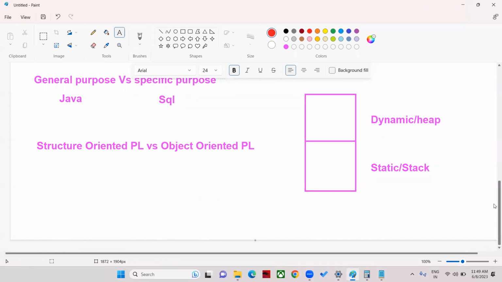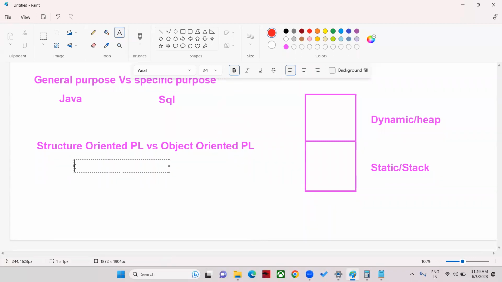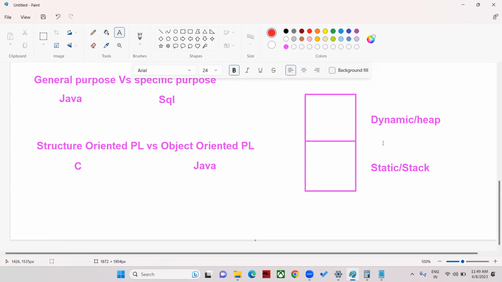Suppose you created PUBG with a structure-oriented programming language like C language. C language is an example of structure-oriented, and Java is an example of object-oriented programming language. If you created PUBG using C language, it would be hard, but we can build it. Let us consider the PUBG game took 1 GB of memory in total when created with C language.